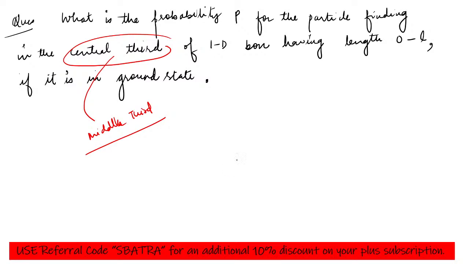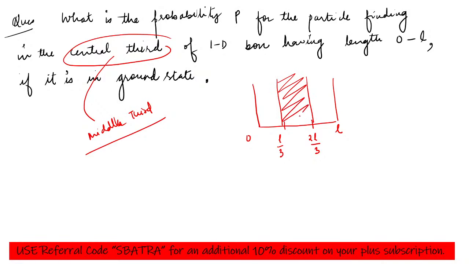Is it now clear what exactly we have to find? So I'll give you some hint. Let's suppose this is a one dimensional box, from 0 to L. What we have to find out, if I divide this box in three parts, is this will be 0 to L by 3, this will be L by 3 to 2L by 3, and this will be up to L. You have to find the probability of finding the particle in this particular area, that is L by 3 to 2L by 3.